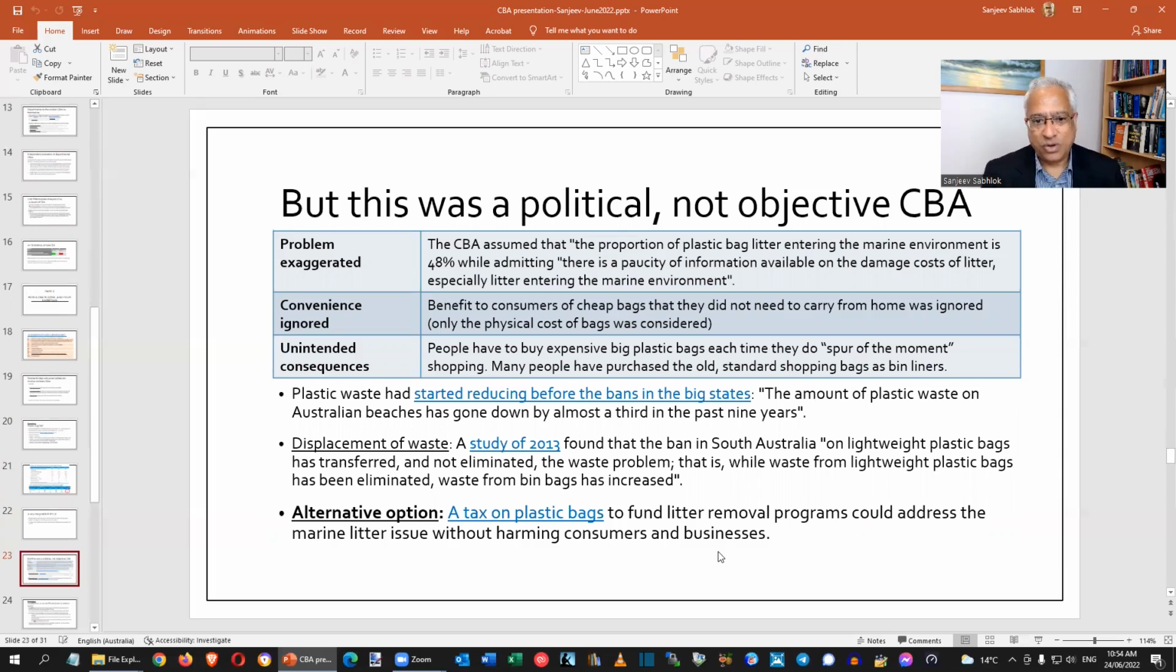In its own document, it says there is a paucity of information available on the damage costs of litter. They're basically saying, we don't know how much it costs the environment, the oceans. But then they assume that of the plastic bag litter, 48% actually enters the marine environment. We make a very strong assumption, and we exaggerate the whole problem.